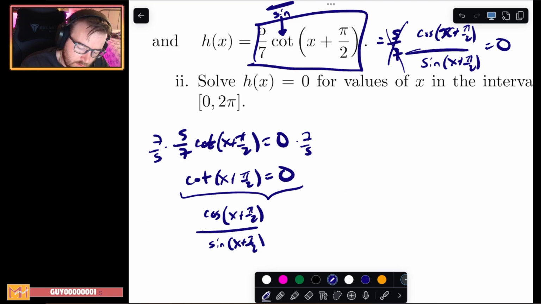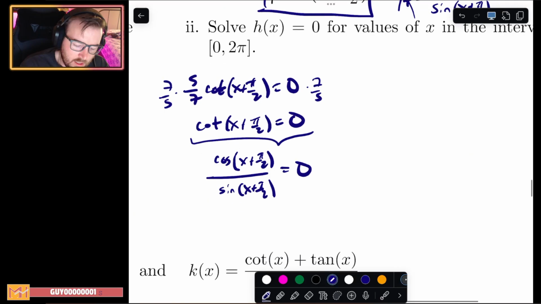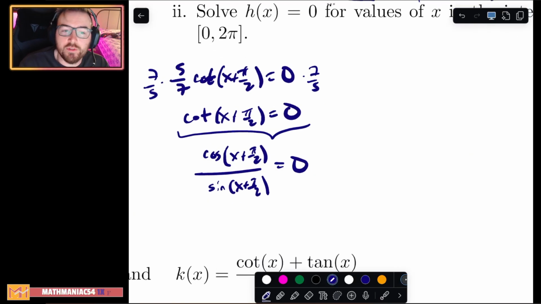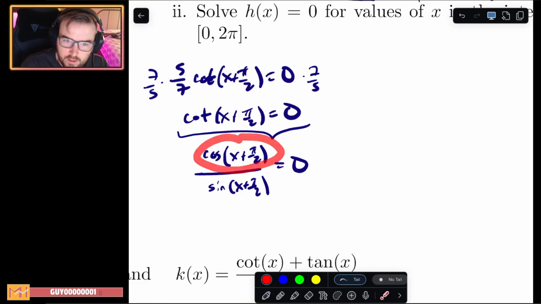Well, please tell me, when is this fraction equal to 0? When is a fraction equal to 0? When the numerator is 0. If the numerator is 0, it doesn't matter what the denominator is. 0 divided by anything is 0. Well, anything except for 0, right? 0 divided by 0 would give you no solution.